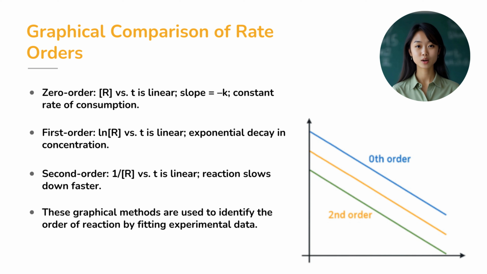These graphs are not just mathematical tricks. They're practical tools to determine the reaction order from experimental data by seeing which plot gives a straight line. On the screen now, you'll see all three graphs side by side. This comparison is your cheat sheet for identifying reaction order in real-time kinetics work.